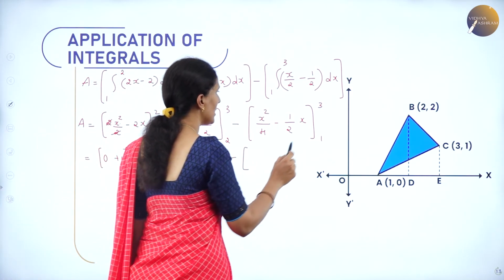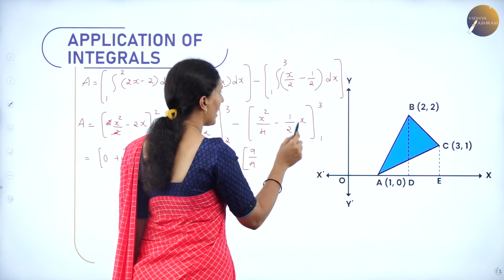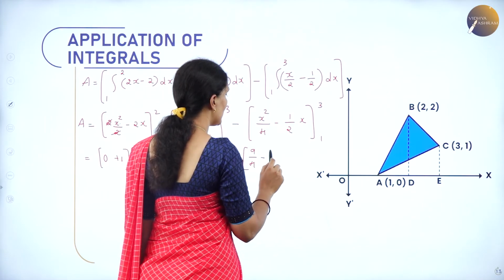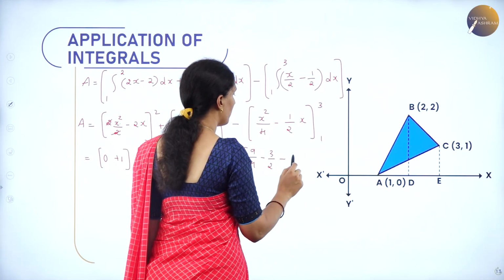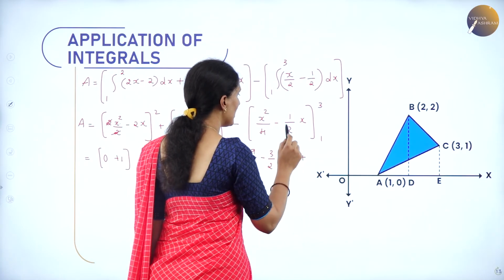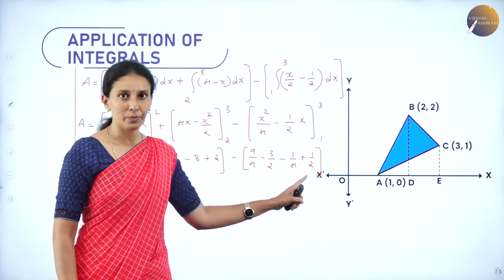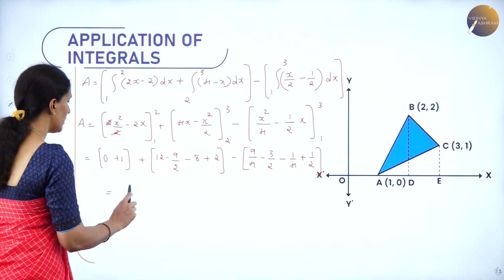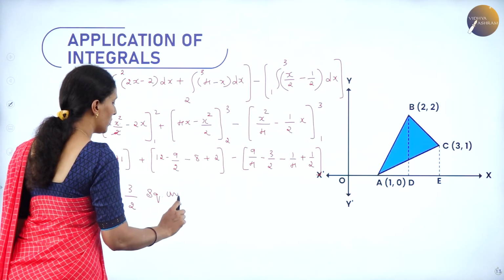Next we have minus 3 square is 9 by 4, and here we have minus 3 by 2. Again we have minus of 1 by 4 plus 1 by 2. So on solving these numericals, we will get the total area as 3 by 2 square units.